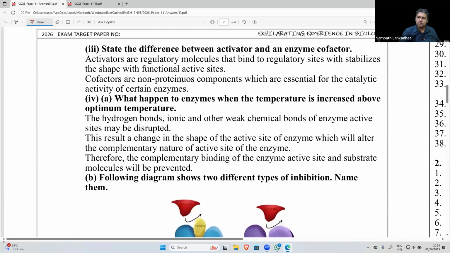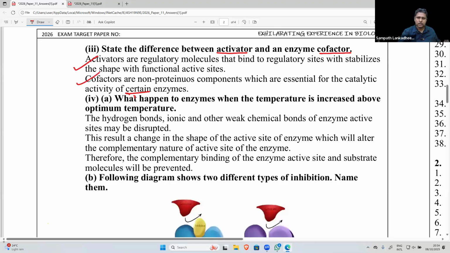State the difference between activator and enzyme cofactor. Activators are regulatory molecules that bind to regulatory sites which stabilize the shape and function of the active site. Now, what do you know about cofactors, people? Non-proteinaceous components which are essential for catalytic activity of certain enzymes. Not all, certain.